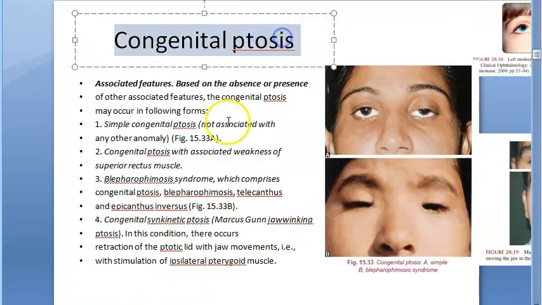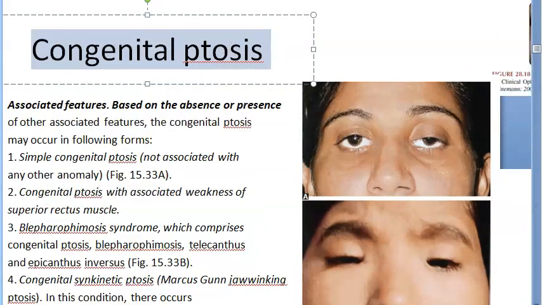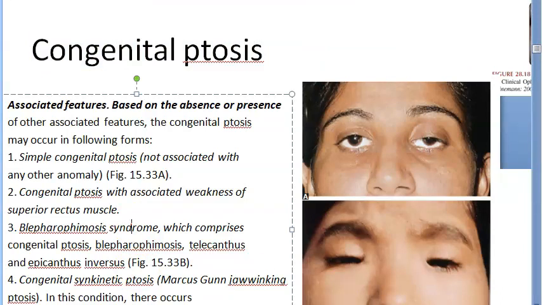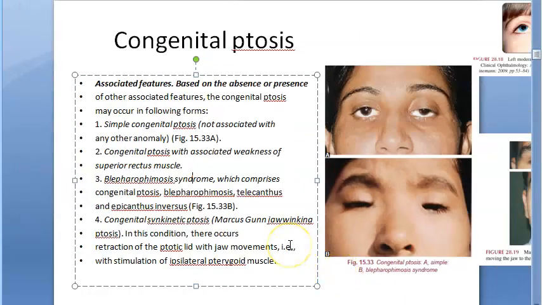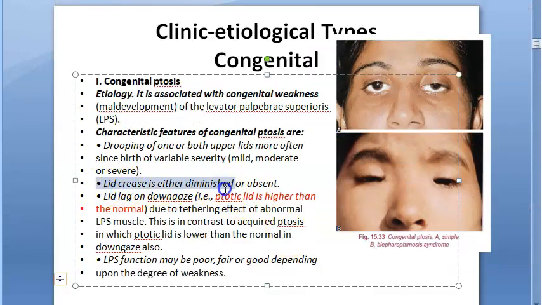Okay, so for congenital ptosis, there are types like we told you, right? So now we are moving on. We have looked at congenital ptosis. What did we look at? The features, right? Individual features: lid lag, then ptosis. What else did we see? Lid crease is diminished or absent. The ptotic lid is higher than normal in down gaze. LPS function may be poor, fair, etc.